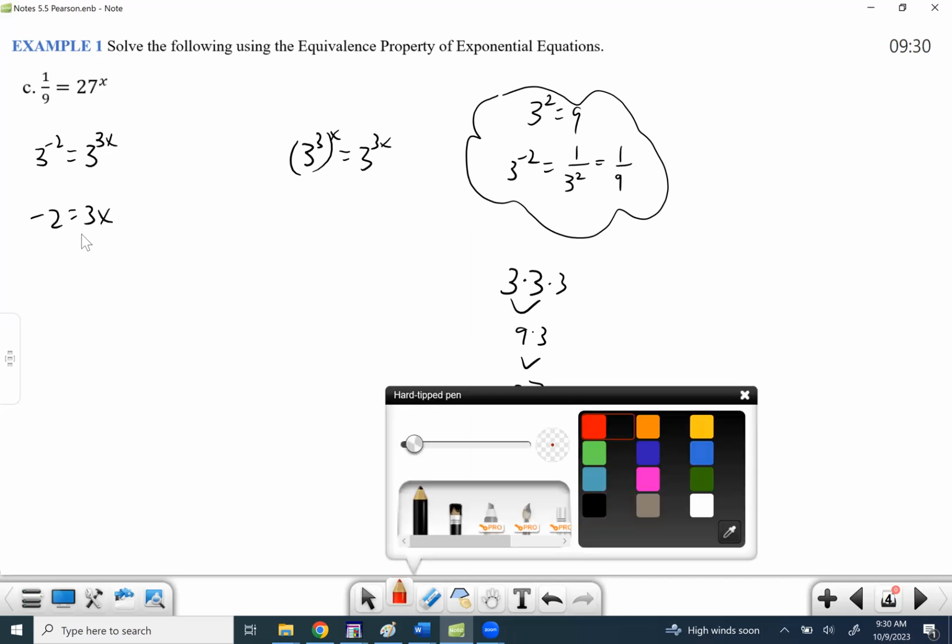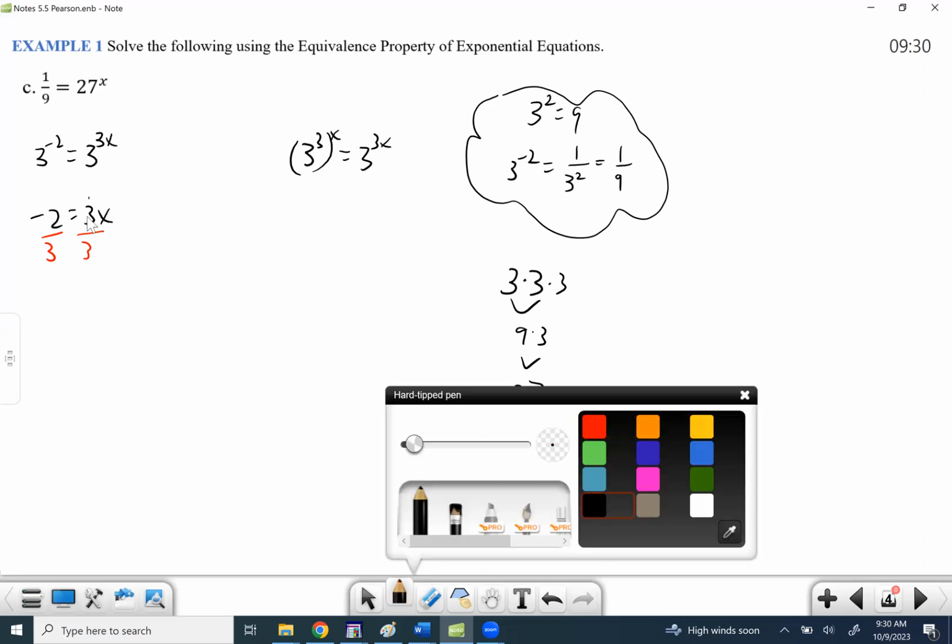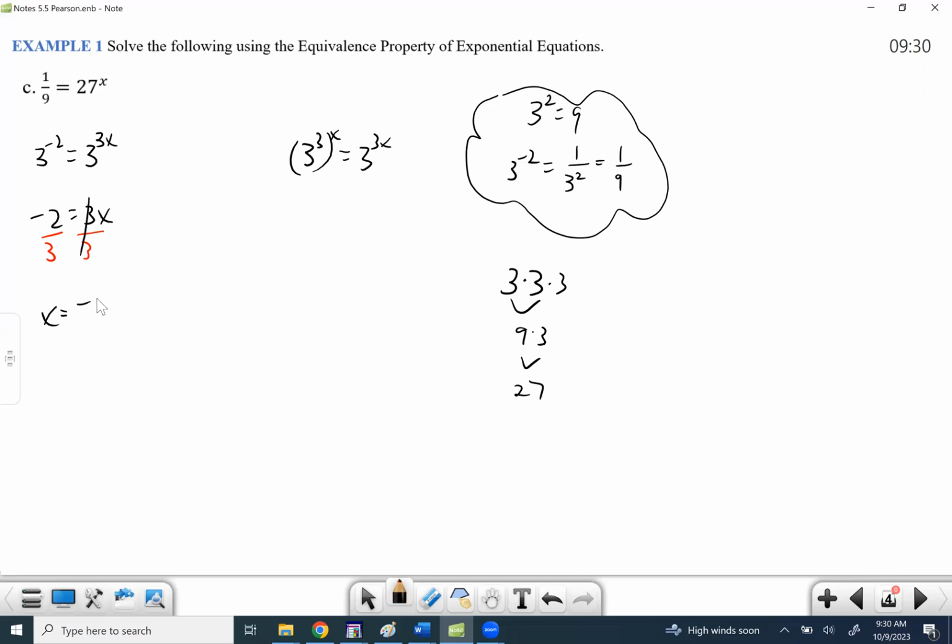So this is a one-stepper here, divide by 3. And now we have that x equals -2/3. So that one was tricky, but anytime you see 1 over, you know you're going to have a negative on your exponent. It's that easy.